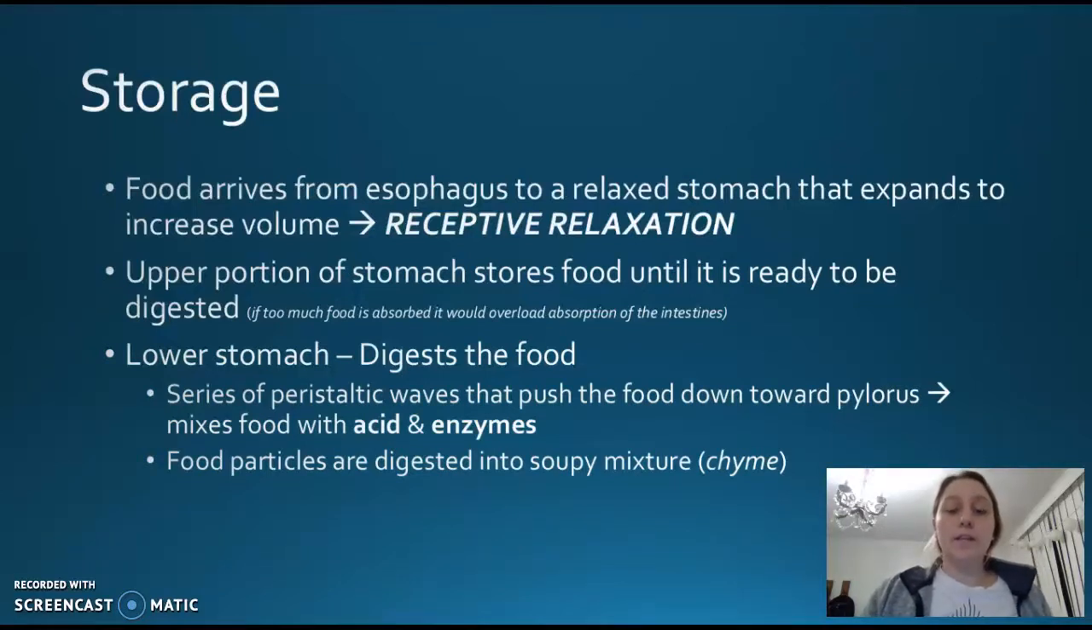The lower stomach is where the food actually is digested. There is a series of peristaltic waves that push the food down towards the pylorus, which is the sphincter that goes into the small intestine. In the lower stomach, these peristaltic waves mix the food with acid and enzymes, which we will discuss. As I mentioned earlier, food particles are digested into a soupy mixture called chyme.